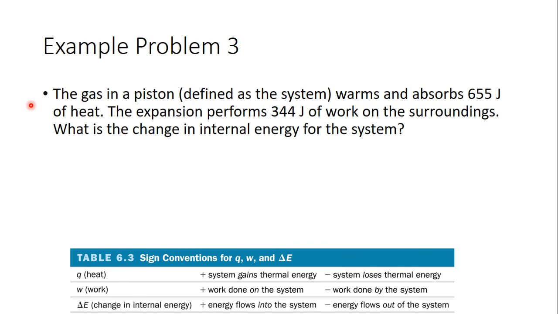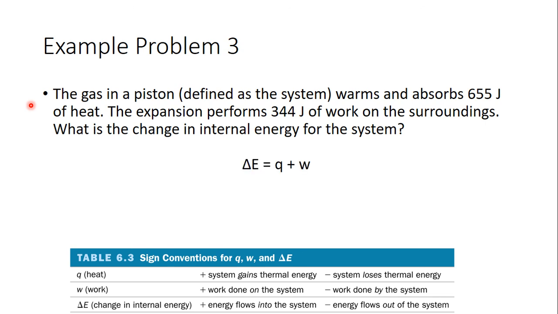All right, one more problem. So we have gas in a piston. The piston is our system. It warms and absorbs 655 joules of heat. We do 344 joules of work on the surroundings. What's our change in internal energy for the system? Again, see if you can figure this one out. Come back if you have an answer.